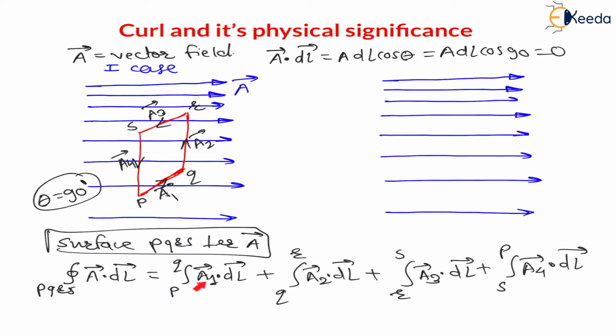Means here, the line integral of A1, A2, A3, A4 along PQ, QR, RS and SP is 0. Therefore, this complete answer is 0, right? Therefore, this will become 0 plus 0 plus 0 plus 0, which is equal to 0, right? All are 0, because at each and every location, the angle is 90 degree. Therefore, my dear students, it is a case of 0. That is the cyclic line integral of vector A is equal to 0. Means here it is a case of laminar vector field, right?